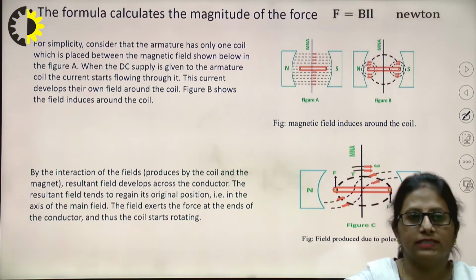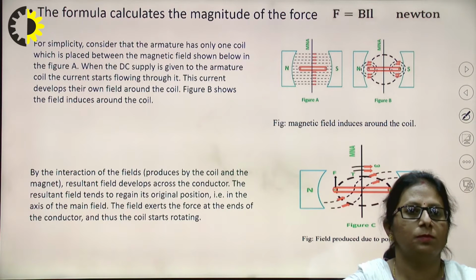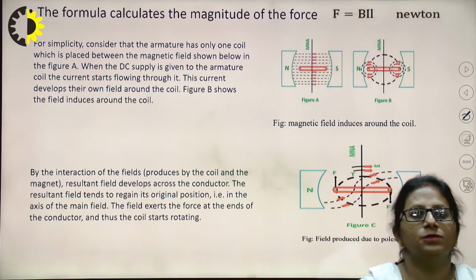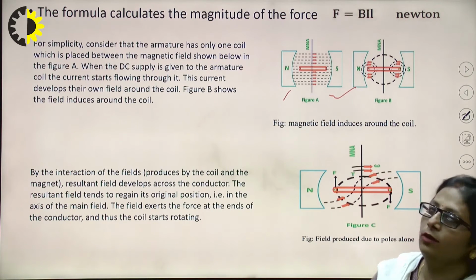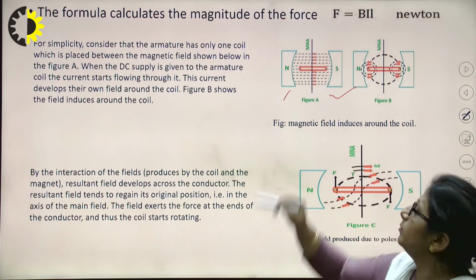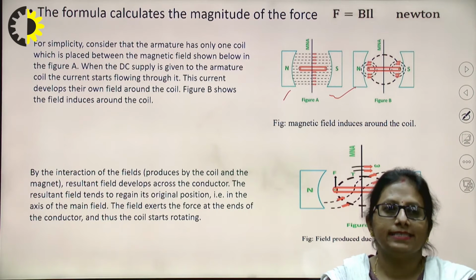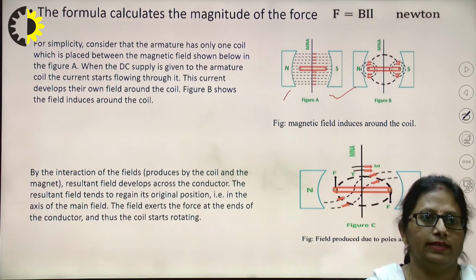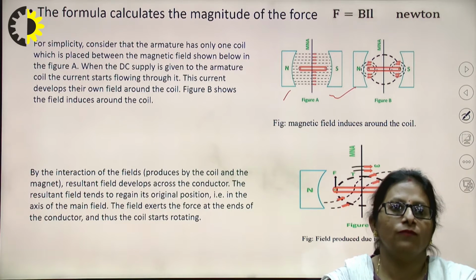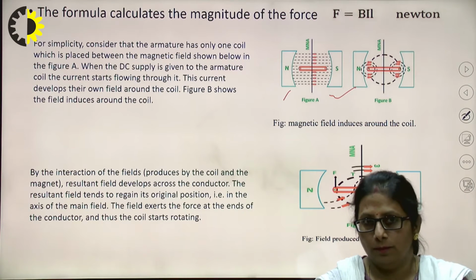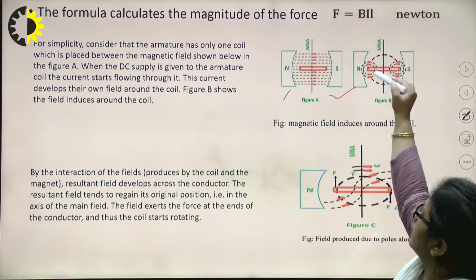Now, for simplicity, if you just consider that the armature has only one coil, which is placed between the magnetic field as shown in the figure. These are the magnets. North to south is the magnetic field, and in between that I have placed the conductor, right? So when the DC supply is given to the armature coil, the current starts flowing through it. So this current develops its own field around the coil, right? This figure shows you the field being created by the conductor itself.